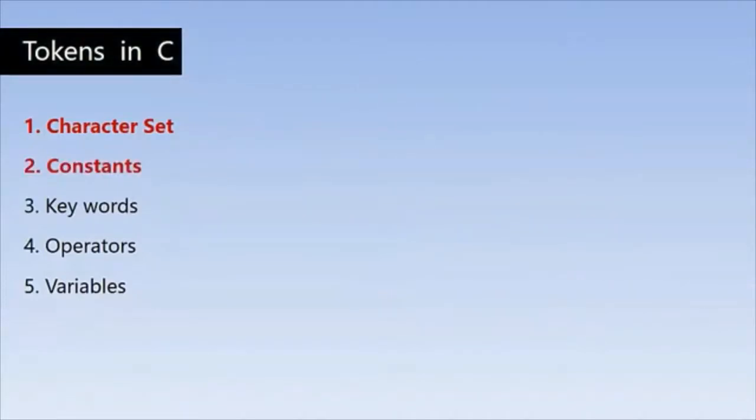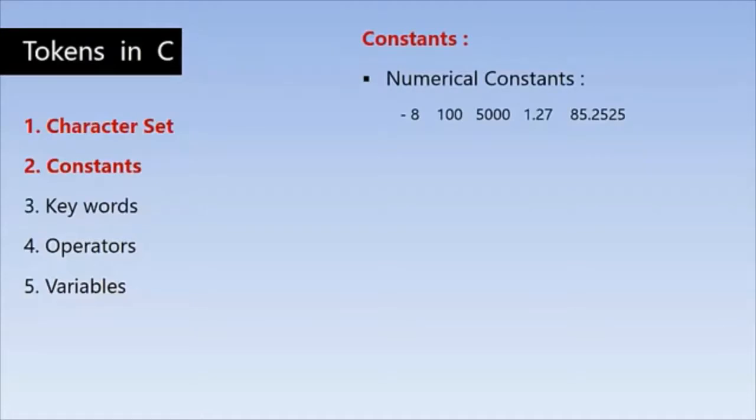And next, the constants. Constants are literals which are not going to change their values at any point of the program. So for constants, first look at the numerical constants. Numerical constants are numbers. They include integers and real numbers, positive or negative. For example, -8 is a numerical constant. 100, 5000, 1.27, 85.2525, all are numerical constants. Likewise, you can take any number and call it a numerical constant in C language.